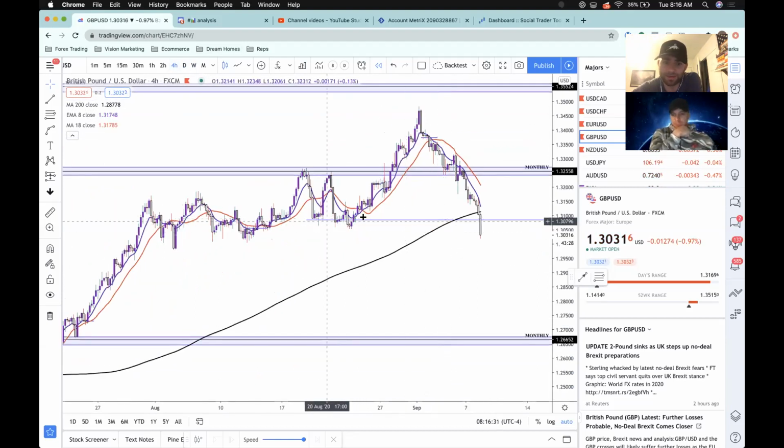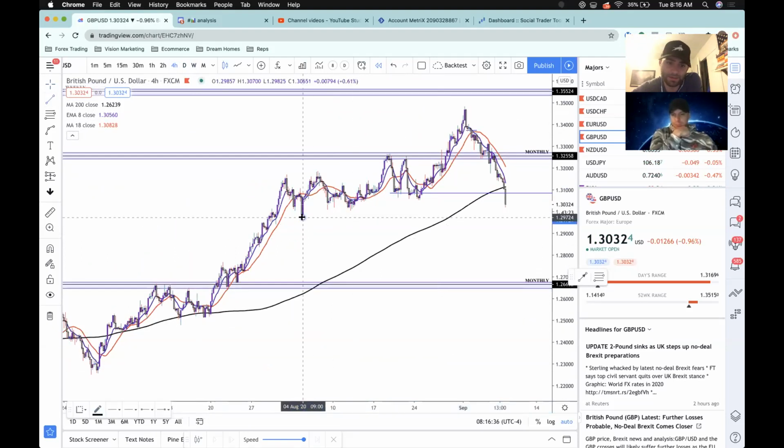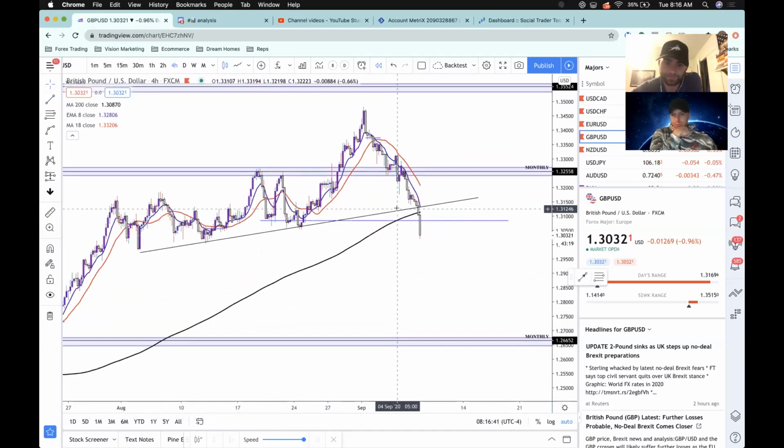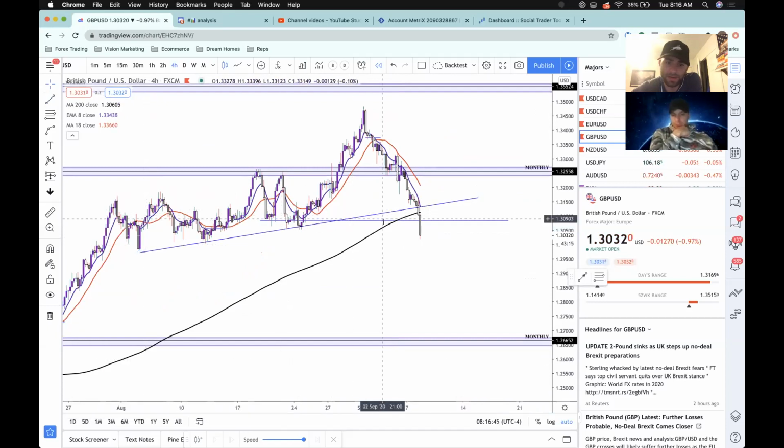4-hour now is breaking structure. 4 hours breaking the previous higher low right now. So this thing is getting bearish on a major time frame right now. So we got to be patient. Right now, there's no clear entry.